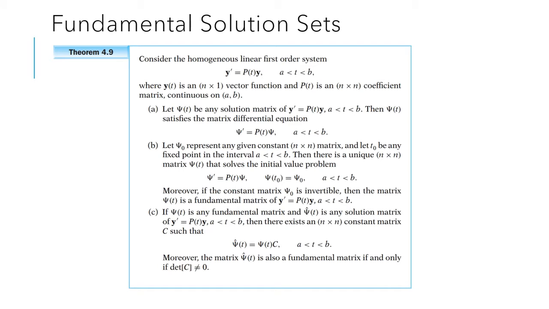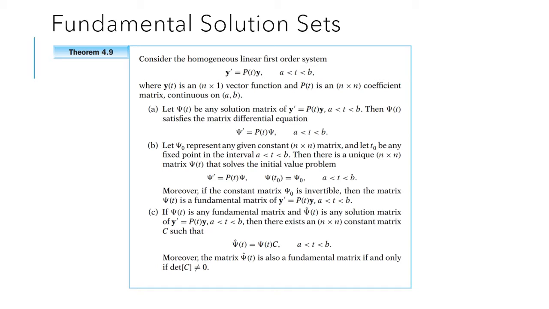So if we're going to be using the method of variation of parameters, we need to know a few things about our fundamental solution sets. We're going to start out by thinking about the homogeneous linear first order system, y prime equals P of t times y. Now, there are three different things that we can say about solution matrices to these homogeneous systems, and those are the three things that your theorem 4.9 is going to address.